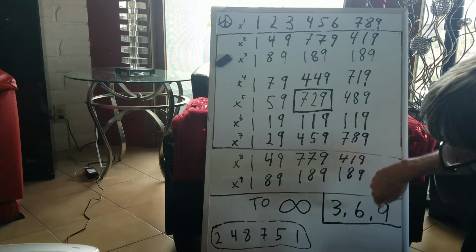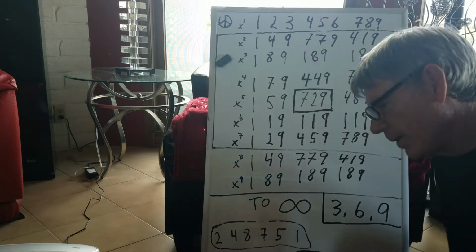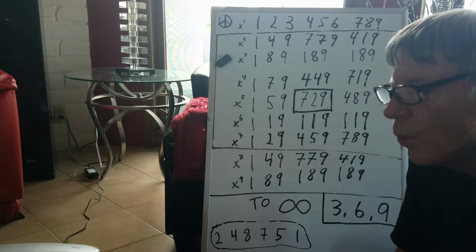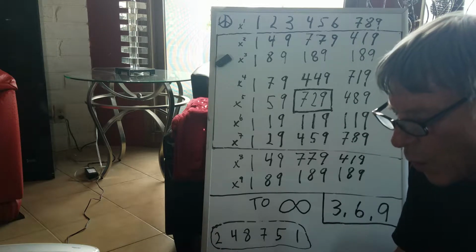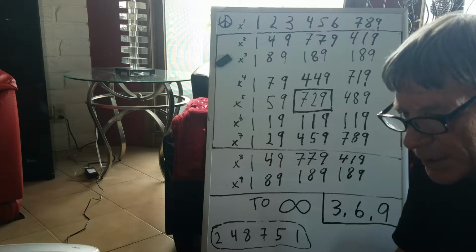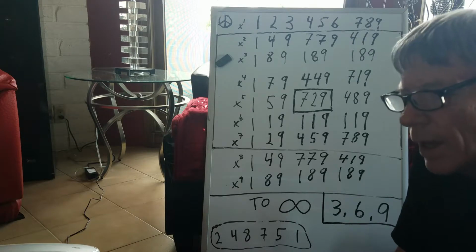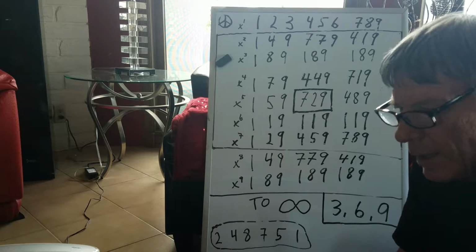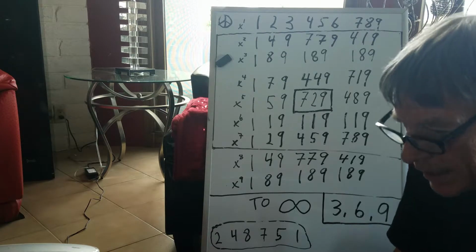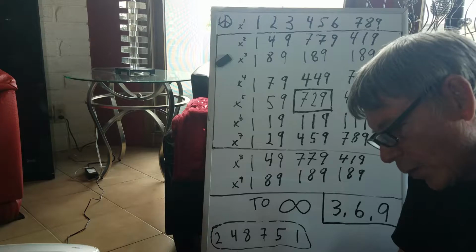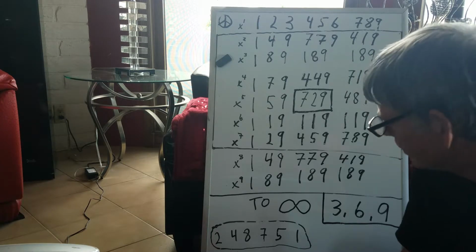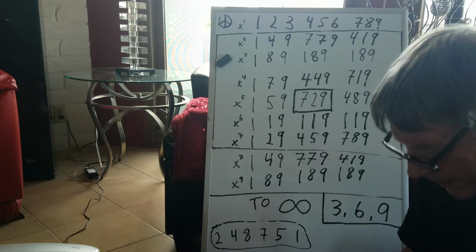Now, this 369, I've mentioned that is the way that numbers triple. And what I mean by that is 1 tripled is 3. 2 tripled is 6, 3 tripled is 9: 3, 6, 9. 4 tripled is 12, which is 3. 5 tripled is 15, which is 6. And 6 tripled is 18, which is 9. 7 tripled is 21, which is 3. 8 tripled is 24, which is 6. And 9 tripled is 27, 2 and 7 is 9.